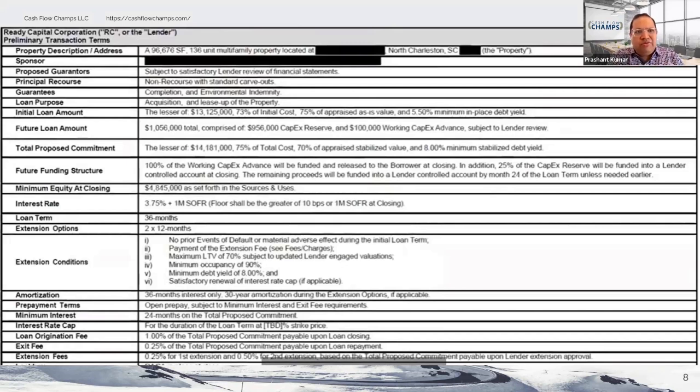And basically, the lender's term sheet has many other things. Future funding structure: 100% of working capex advance will be funded and released to the borrower at closing. In addition, 25% of the capex reserves will be funded into a lender-controlled account at closing. So the lender wants to control the capex. The lender is not going to give you the whole capex money. They will give you some advance, but then they will put 25% of that into a lender-controlled account at closing. The remaining proceeds will be funded into the lender's control account by month 24 of the loan term unless needed earlier.